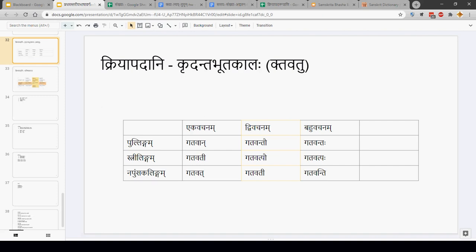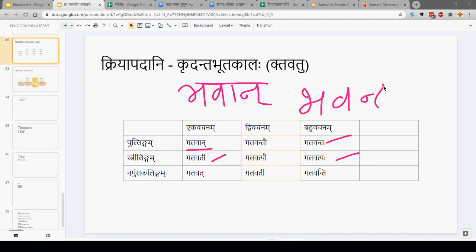So this Bhutakala, the past tense form, we have studied. This is a past participle form. Gatavan, in Bahuvachanam it becomes Gatavantaha. It's shown here. In Gatavati, just like the Nadi word, it becomes Gatavatyaha. Gatavan is like the Bhavan word. Bhavan was in Ekavachanam Bhavan, in Bahuvachanam was Bhavantaha. Similarly, it becomes Gatavantaha if it is a pullinga. Bhavan, Bhavantaha, these are pullinga words. Gatavan, Gatavantaha are also pullinga words.